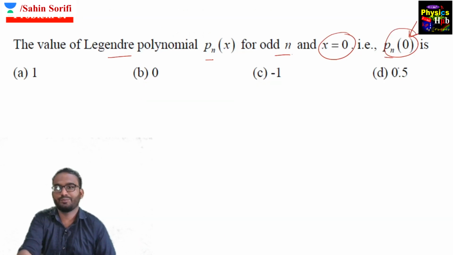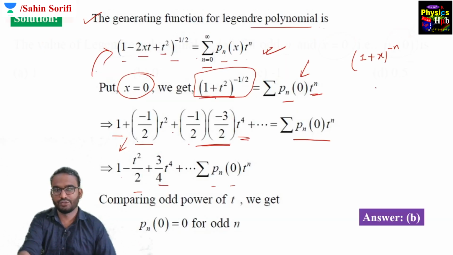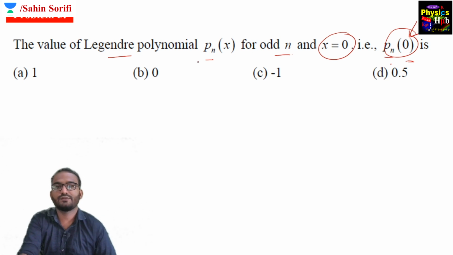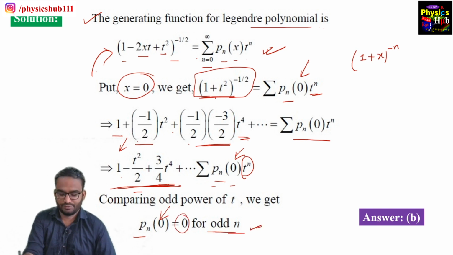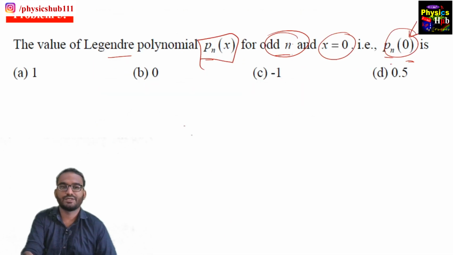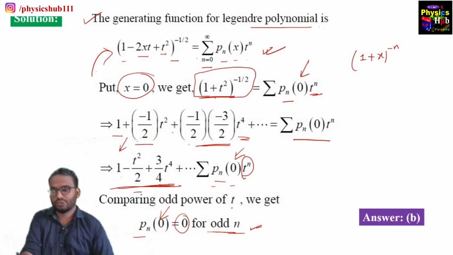You have to find Pn at x equals 0, times t to the power n. Now comparing the odd terms, we have to find the value of Pn of x at odd n. You can see there is no odd term present in this expansion. So Pn at x equals 0 for odd values of n will be equal to 0. So it is matching with option B. So option B is the correct option for this question.